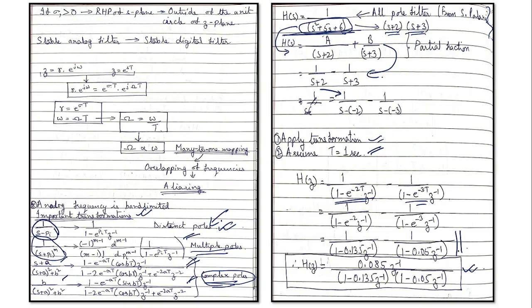Now you have to check your question. If it says that you need to realize the filter, then you have to further simplify this H(z) and then realize the filter. Okay.